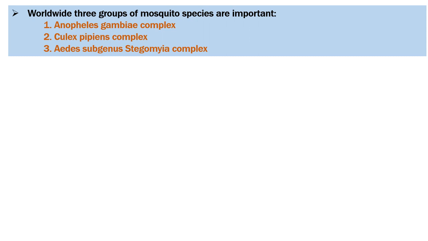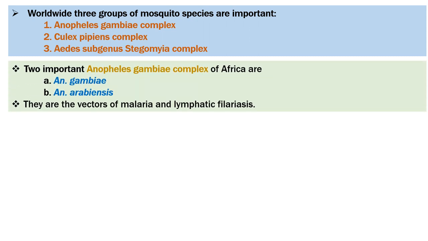Worldwide, three groups of mosquito species are important: Anopheles gambiae complex, Culex pipiens complex, and Aedes subgenus Stegomyia complex. Two important Anopheles gambiae complex species of Africa are Anopheles gambiae and Anopheles arabiensis. Between these two species, Anopheles gambiae is more anthropophilic than Anopheles arabiensis. This Anopheles gambiae complex comprises vectors of malaria and lymphatic filariasis.